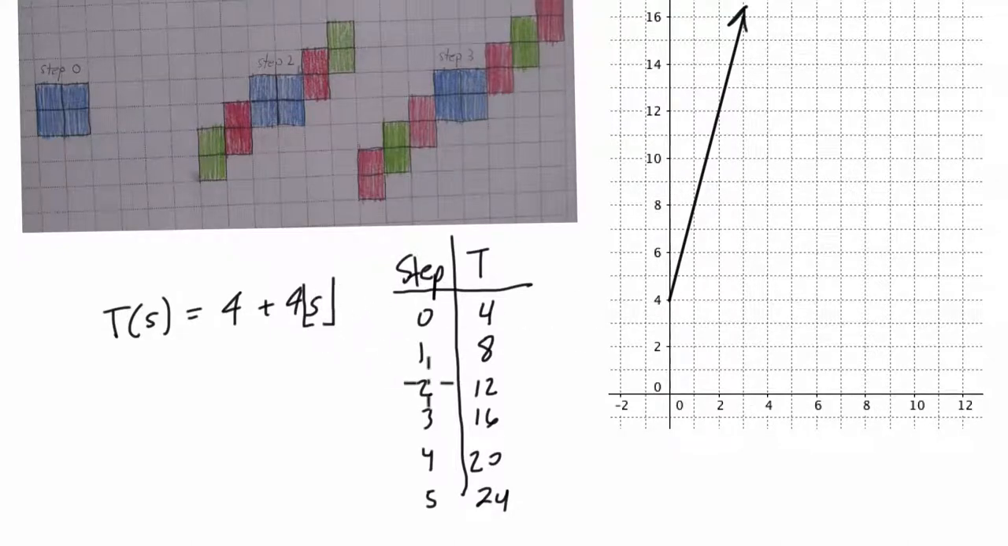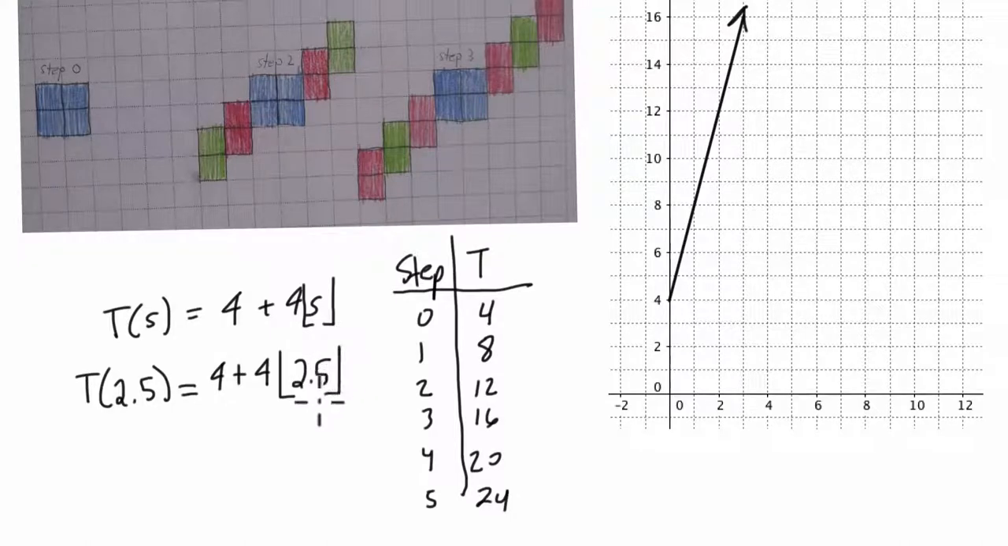But this rounding would take things like 2.5. And if we took the 2.5 step and plugged it into this, we should still get 12 total pixels. There should be no change. So let's try that. If we plug in total pixels at 2.5, and we're rounding down, let's see if that works. 4 plus 4 times 2.5 rounded down, so rounded down to the nearest whole number. So it's 4 plus 4 times 2. And that equals 12. It's working.